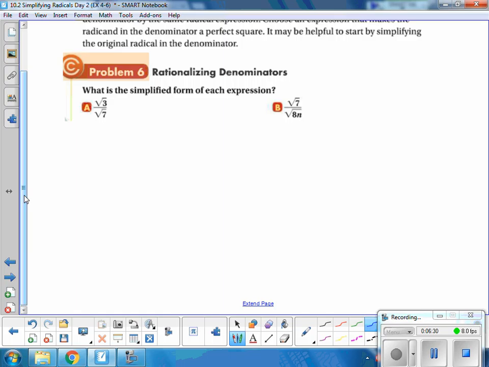In this particular situation, where we have the square root of 3 over the square root of 7, you want to multiply both the numerator and the denominator by the square root of 7. By doing that, the square root of 7 times the square root of 7 gives you 7. And the square root of 3 times the square root of 7 gives you the square root of 21. Looking at both of those, for the square root of 21 there's no perfect square for me to factor out. So my answer for this one, when simplified, is the square root of 21 over 7. We don't want to leave a radical in the denominator.